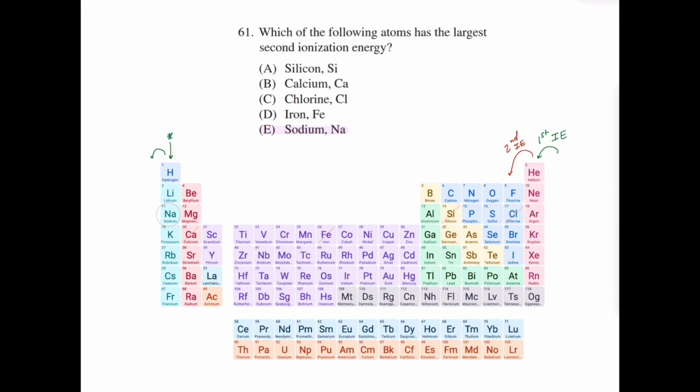So atoms in the first column of the periodic table have a lower first ionization energy and a much higher second ionization energy. So let's go through our options here to see what possibility we have. For silicon, it's not in that column of the periodic table that we're looking for, and neither is calcium or iron or chlorine. But sodium is in fact in that first column of the periodic table, and that's what we want to see. So our final answer is E, sodium.